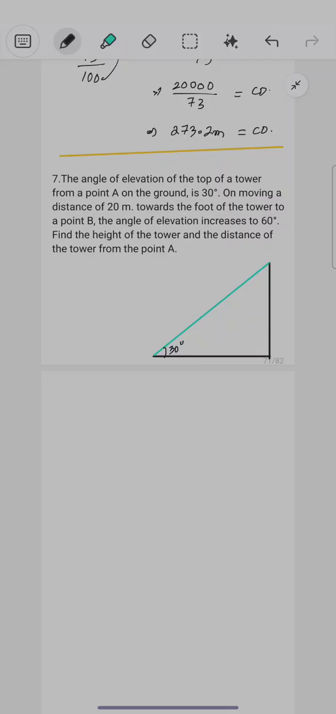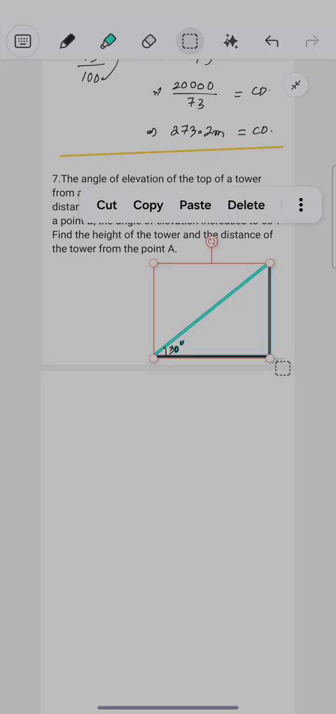30 degree, and then on moving a distance of 20 meter.